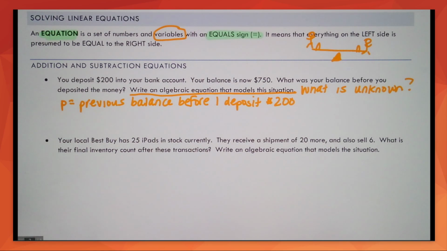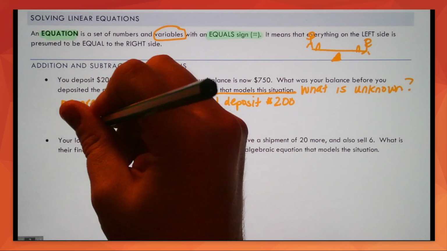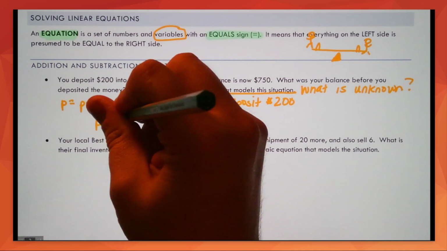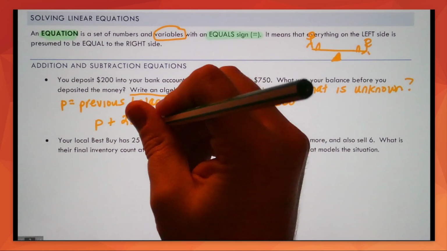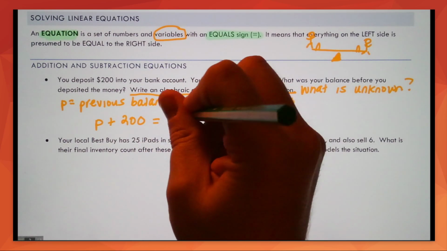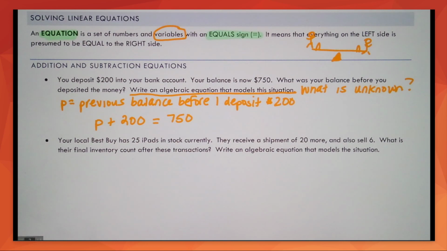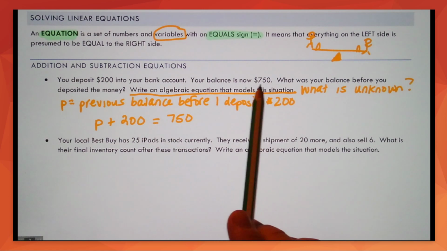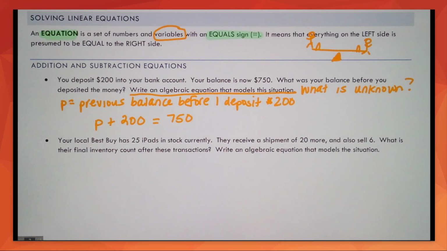So let's make an equation that models this situation. If I take my previous balance, whatever that amount was, and I add $200 to it, right? That should equal 750. And I want you to let that sink in. Think about how we constructed this, okay? Whatever I had before plus the $200 that I'm putting in according to this problem is going to total out to, or equal, 750 because they told me my balance is now 750.